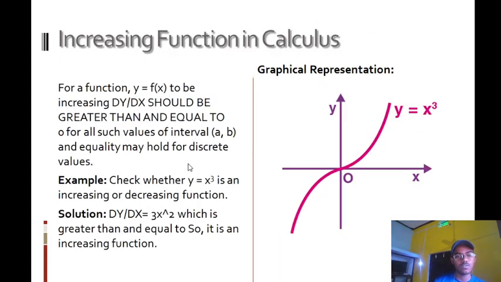For a function y equal to f(x) to be increasing, dy by dx should be greater than or equal to 0, for all such values in interval (a, b). An equality may hold for discrete values. Example: check whether y equal to x cube is an increasing or decreasing function. Solution: dy by dx is equal to 3x square, which is greater than or equal to 0, so it is an increasing function as given in the figure.